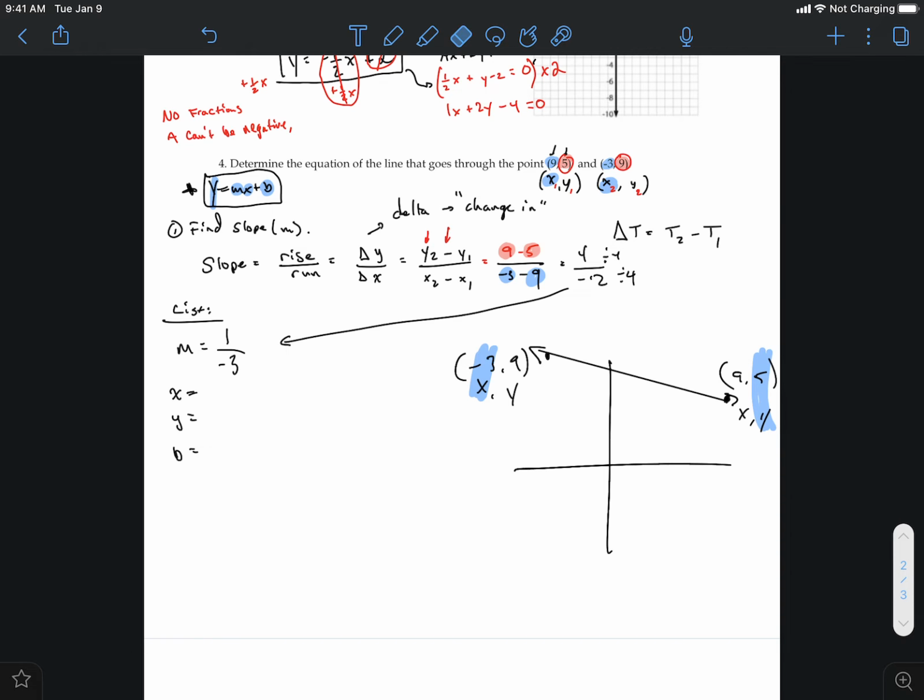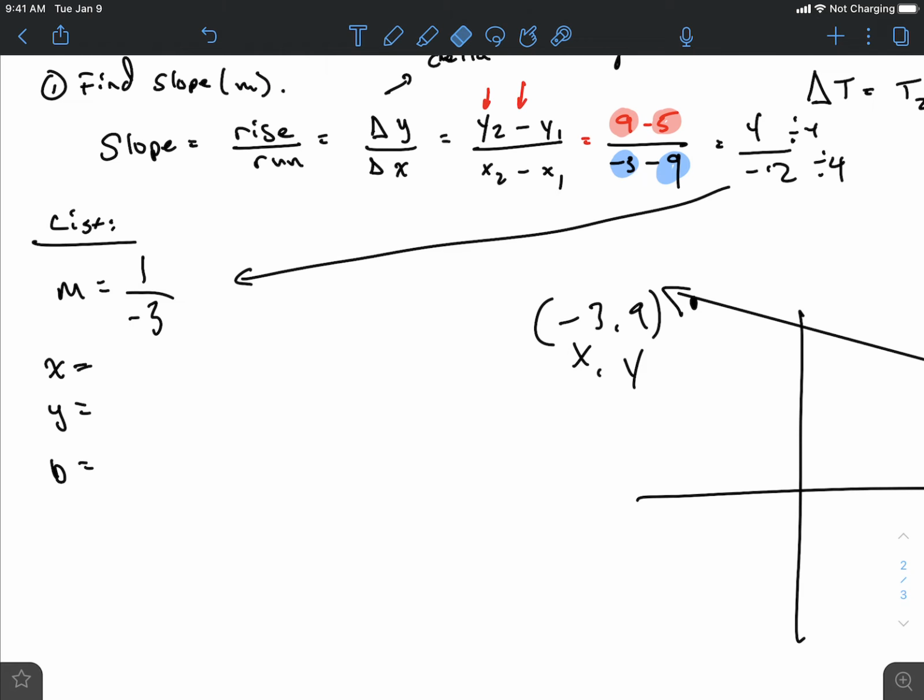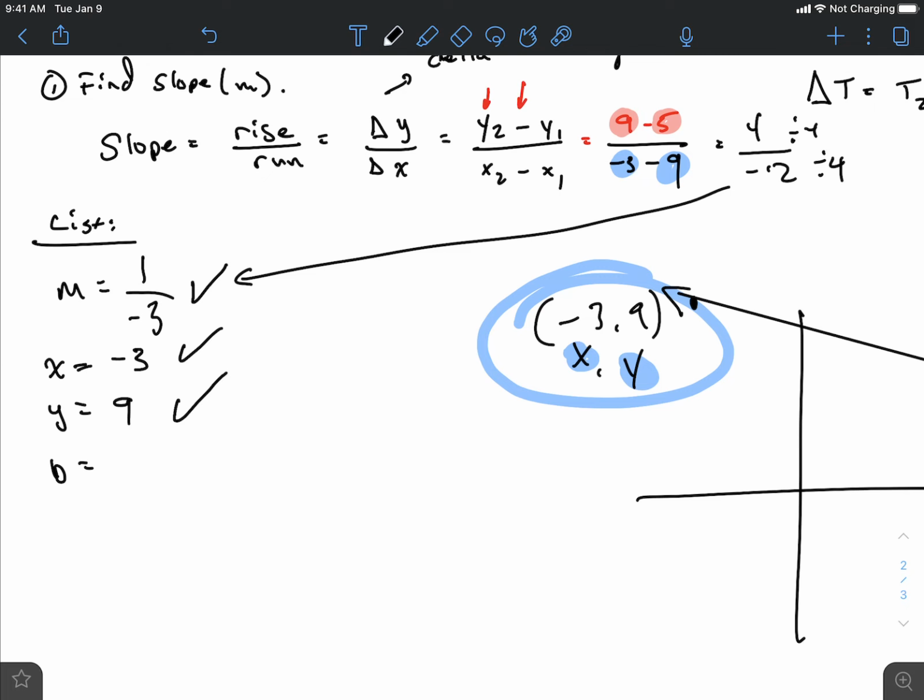Okay? So here's what I'm going to say to you. I'm going to go back to my list of things that I know and don't know. I know this particular point lies on my graph, and I have an x and I have a y. So I'm going to fill them in my knowns and unknowns. X is negative 3. Y is 9. Okay, you are now in the position. You have 3 knowns and 1 unknown. You can solve for it.